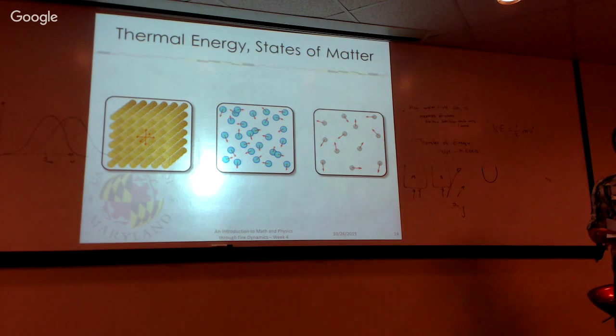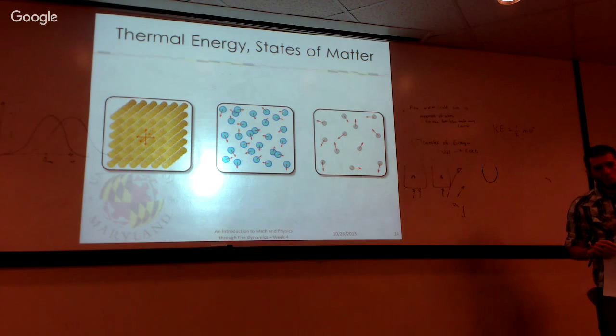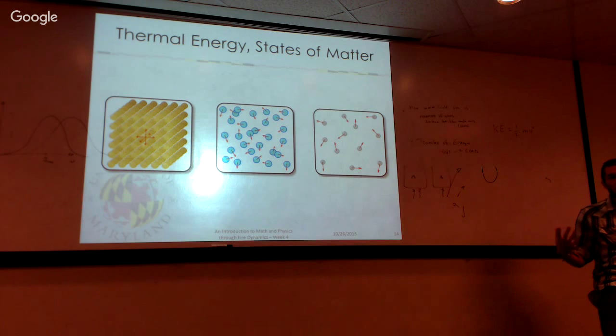What's the difference between them? Solid is a rigid structure. It has a specific shape that it repeats over and over. Some predefined shape, it can resist shear if you're applying a force to it.